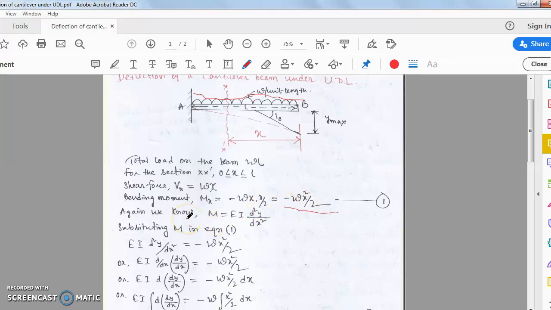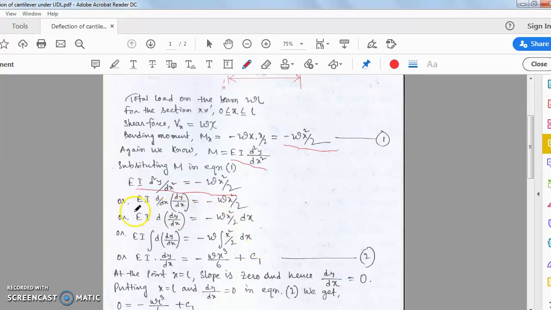As we know, M equal to EI d2y/dx2, from this expression we replace M here. So EI d2y/dx2 equal to minus Wx square by 2. Now do this integration the first time: d/dx of dy/dx equal to minus Wx square by 2. Integrating both sides, we get EI dy/dx equal to minus Wx cube by 6 plus C1, where C1 is the integration constant.